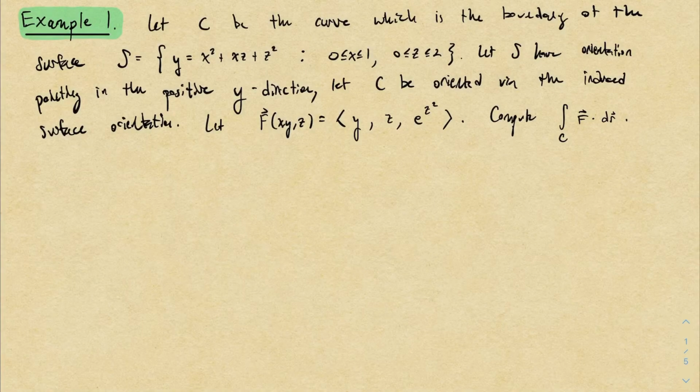In this first example, we're given a curve C, and we're told that it's the boundary of some surface S. This surface is defined by the equation y equals x squared plus xz plus z squared, and x and z are restricted as written. S is an oriented surface. It has orientation pointing in the positive y direction. And then the boundary curve C is oriented via the induced surface orientation, the thing that I just talked about.